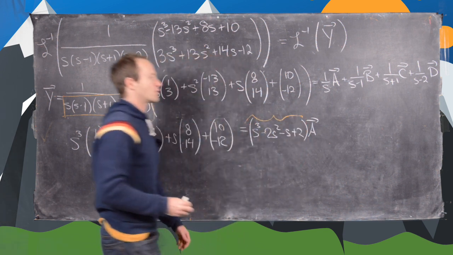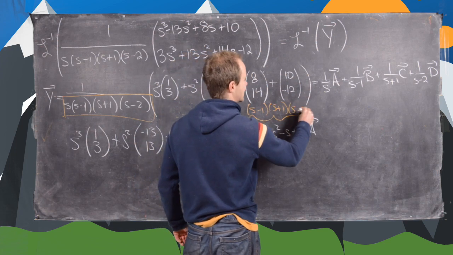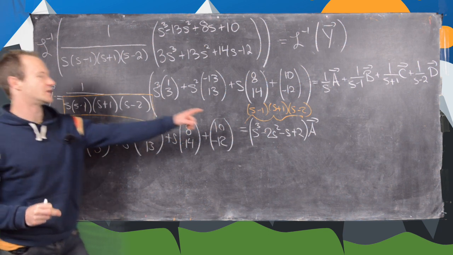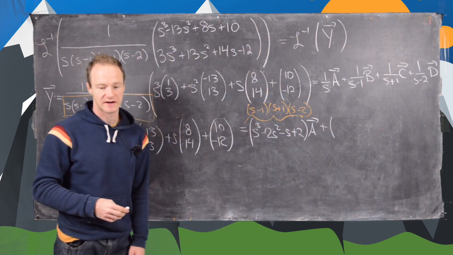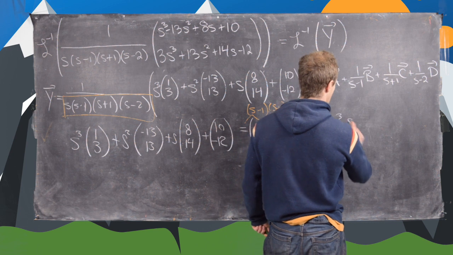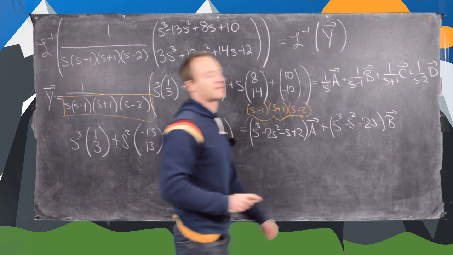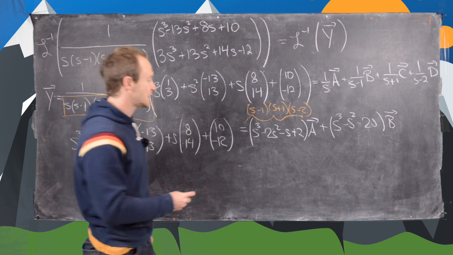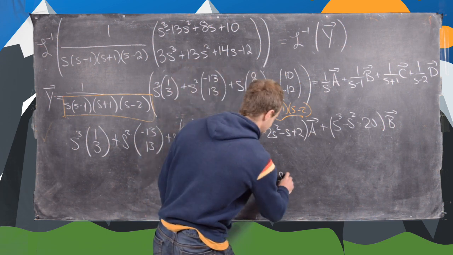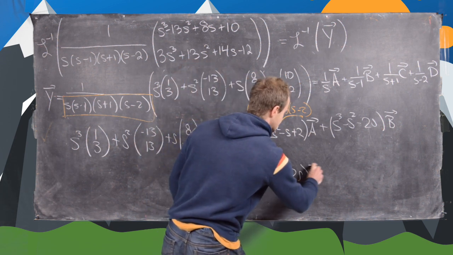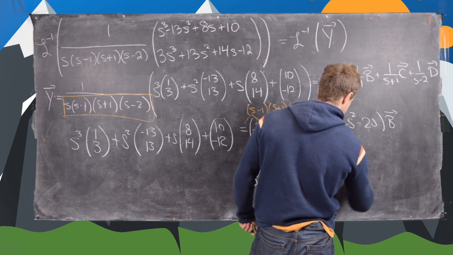So let's just reiterate what this is. So this is s minus 1, s plus 1, s minus 2, because those are the terms that don't cancel when you multiply by this vector A. And then we have this is plus, so our coefficient in front of vector B will be s cubed minus s squared minus 2s. So that'll be in front of vector B. And then in front of vector C, we will have s cubed plus s squared minus 2s, so that should be 3s squared. So that's going to be in front of vector C. And then finally, in front of vector D, we're going to have s cubed minus s.